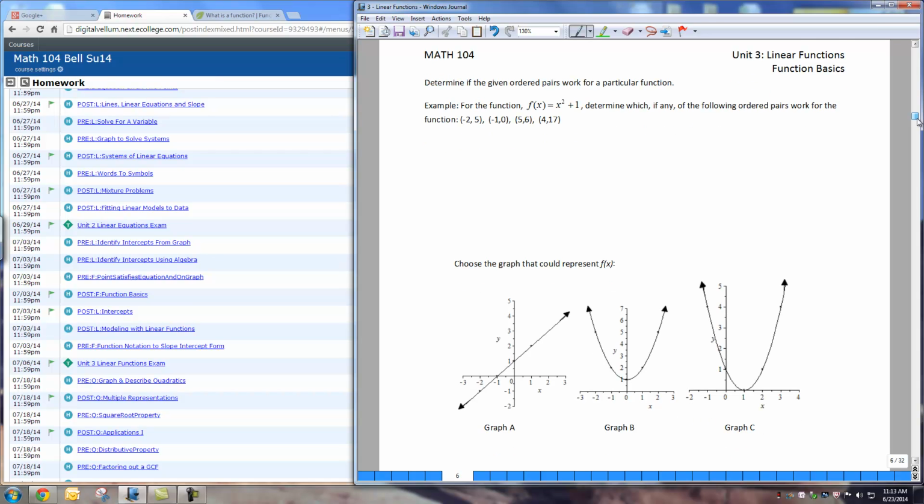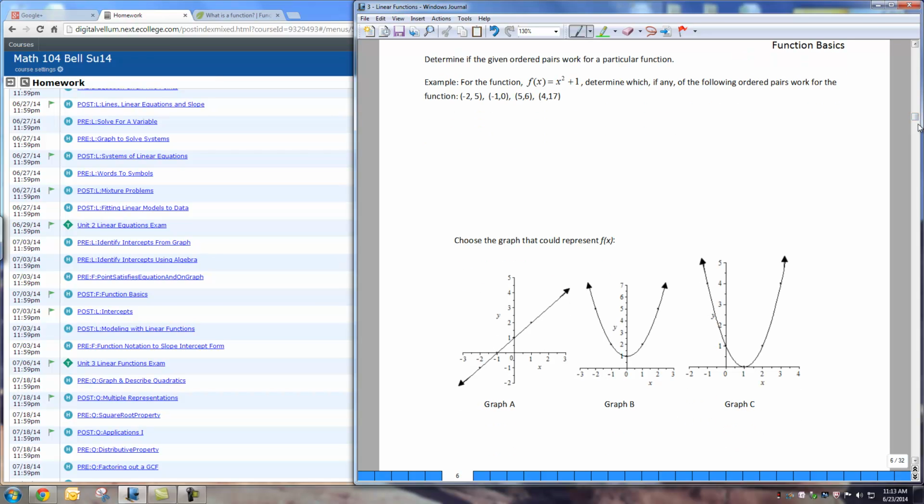Determine if the given ordered pairs work for a particular function. So, which, if any, of the following ordered pairs work for the function? When I plug in negative 2, negative 2 squared is 4, so that one works. Negative 1 squared becomes positive 1, so that one doesn't work. 5 squared is 25, that one doesn't work. 4 squared is 16, so that one does work. So these 2 points do work.